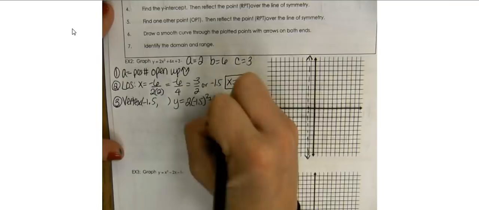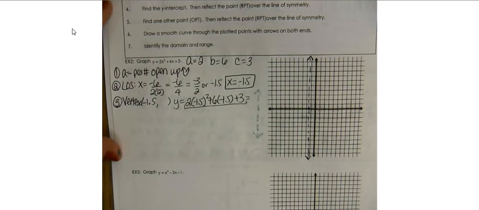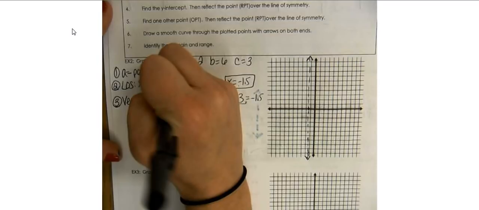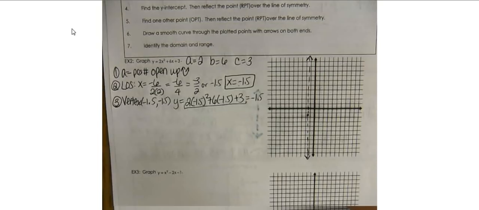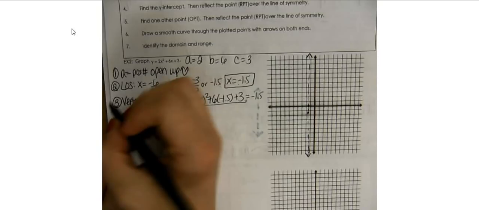And when you put this entire expression into your calculator, parentheses and all, make sure you have the parentheses, you'll end up with negative 1.5 as well. So I'm going to go to where negative 1.5, negative 1.5 is, and I'm going to plot my vertex. Cool, I am done with step number 3. Now I'm on to step number 4.